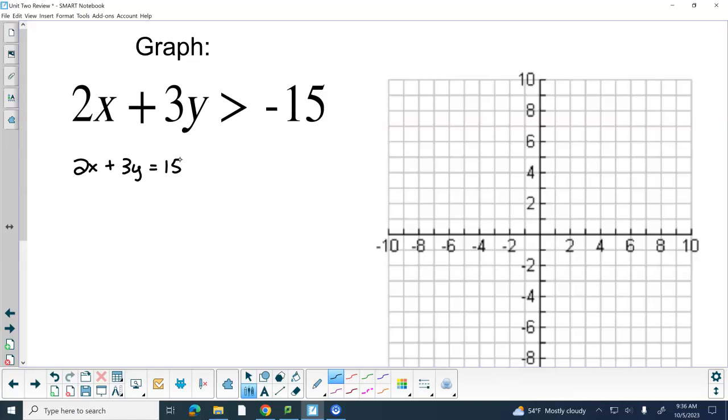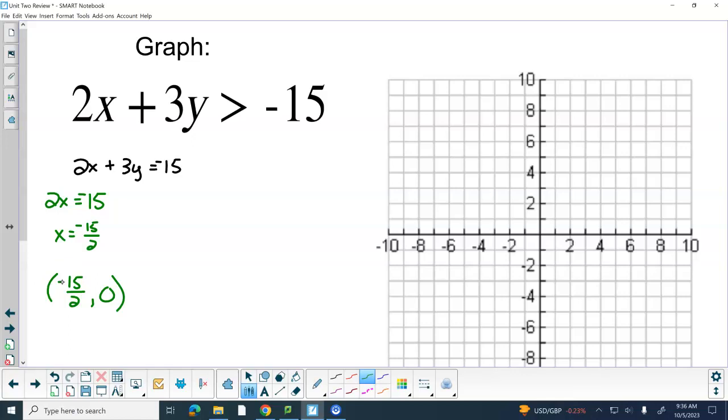So if I want to graph this via intercepts, the first thing that I'm going to do is say 2x equals 15. And then I'm going to solve that, and I'm going to get x equals 15 halves. That's going to give me the x-intercept, because I set y equal to 0. Oh, sorry, it is negative 15. My fault. That just changes there, and there, and there. Okay, good catch. So that gives me that one.